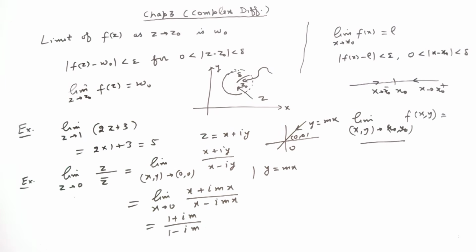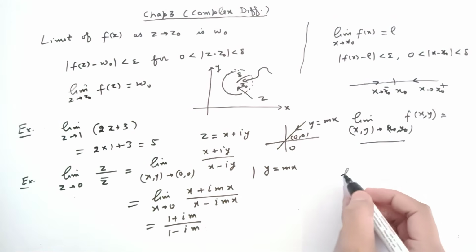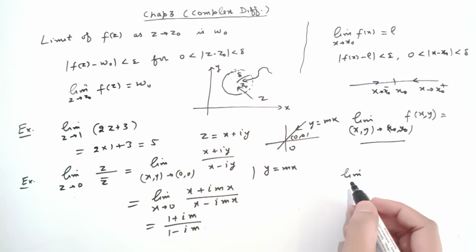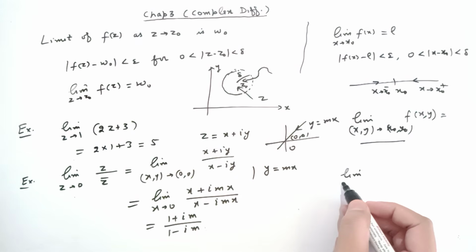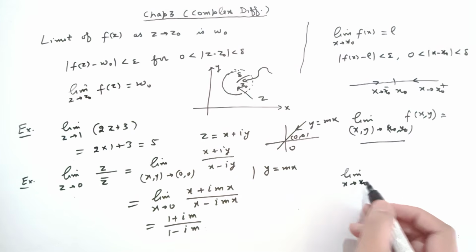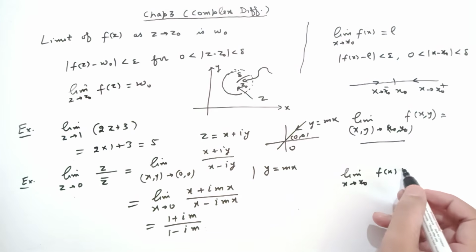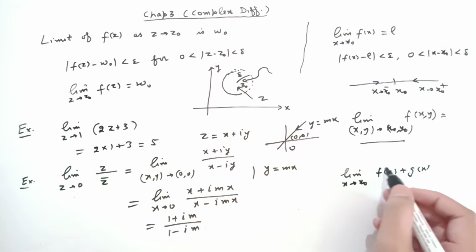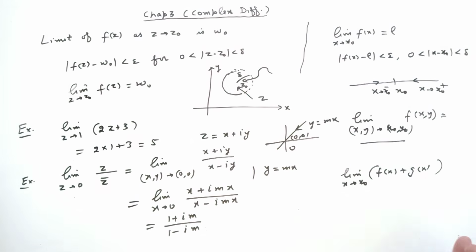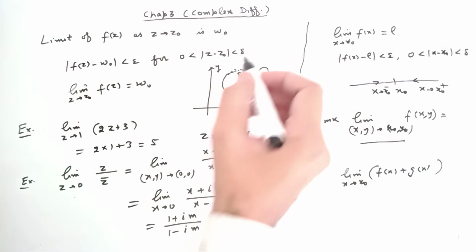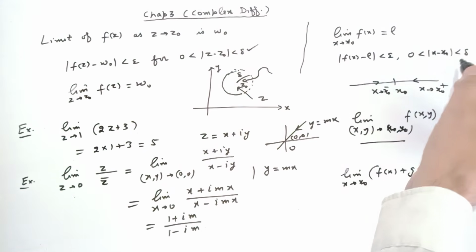Now the algebra of limits is similar to the algebra of limits in reals. For example, here you write limit x approaches x0 of f(x) plus g(x). This you can write as limit of f(x) plus limit of g(x). The same result you can write for complex because the definitions are the same. So you can see the algebra of limits from the lecture notes, different results.